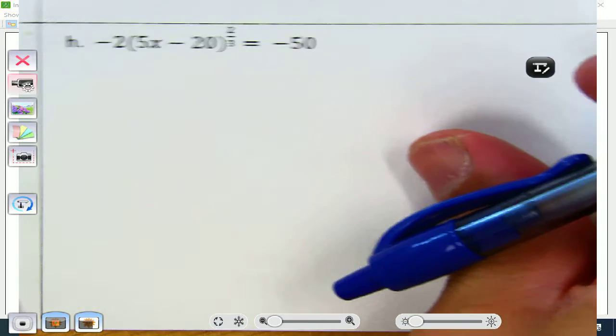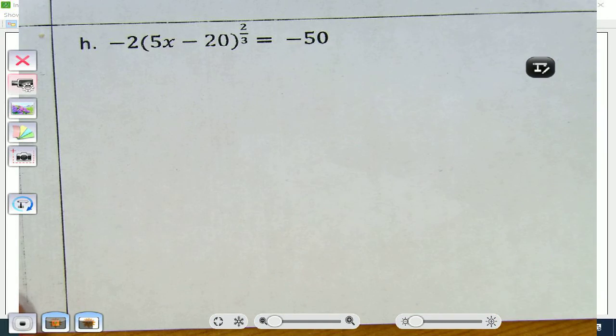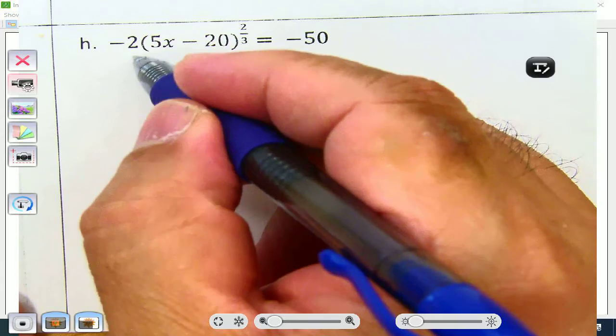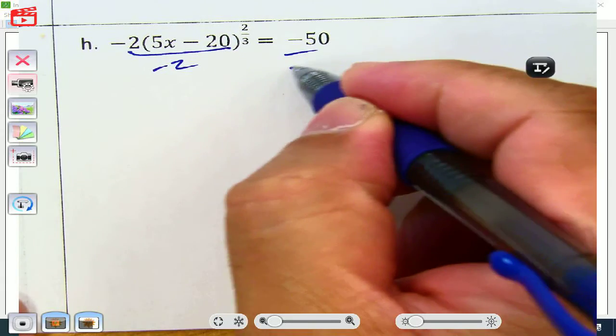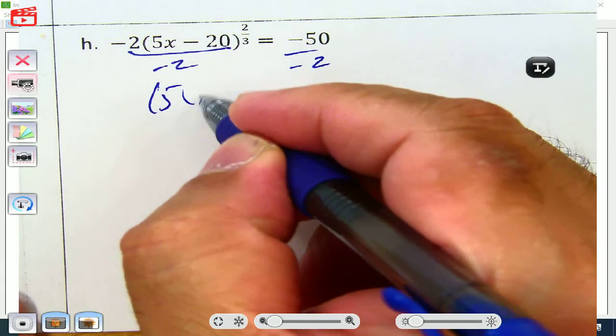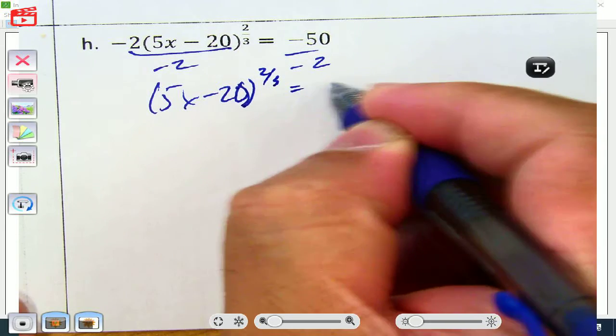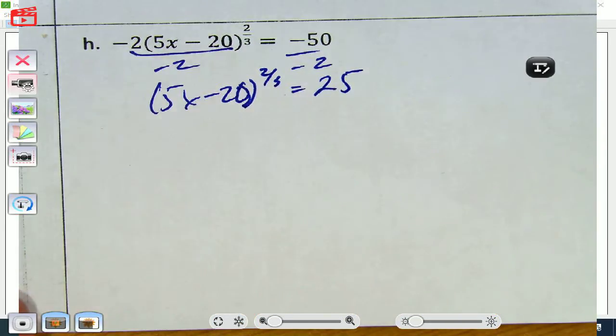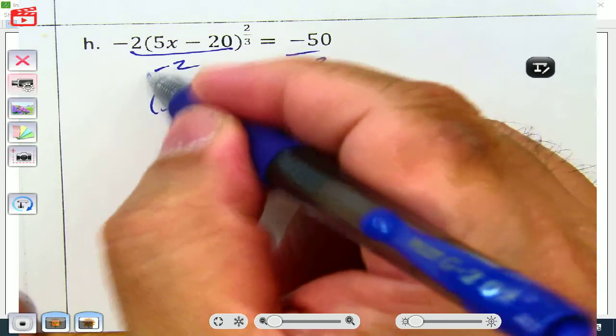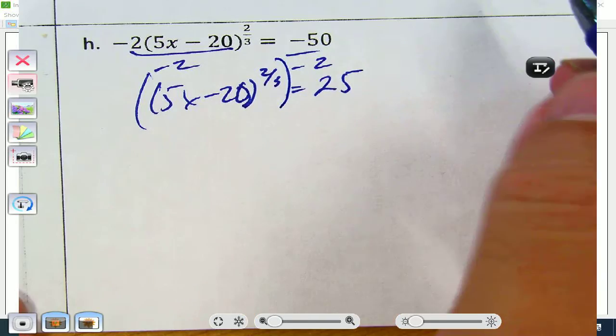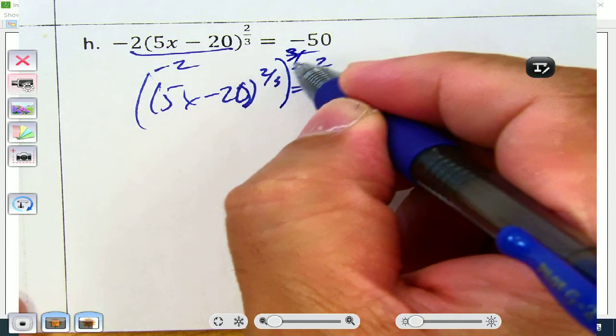Okay, so first step is what? Divide by negative 2. So give me 5x minus 20 to the 2/3 equals positive 25. Now what? Raise it to a different exponent. What's the exponent? 3/2.